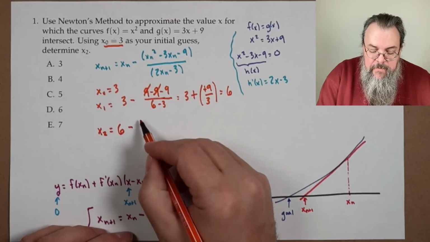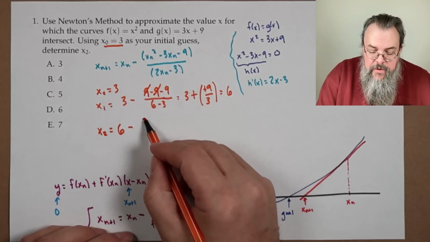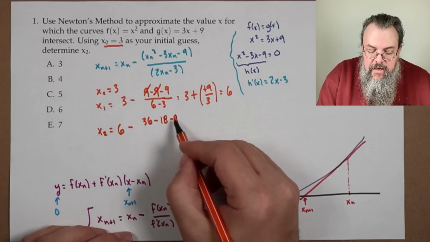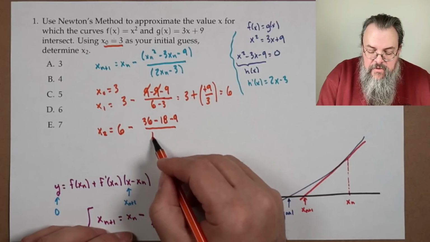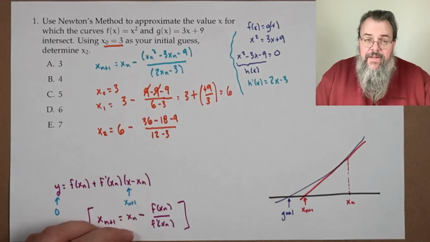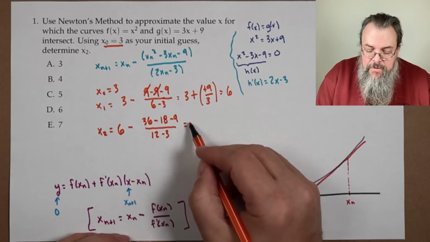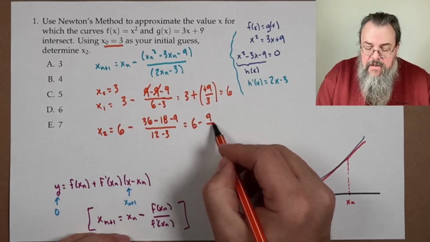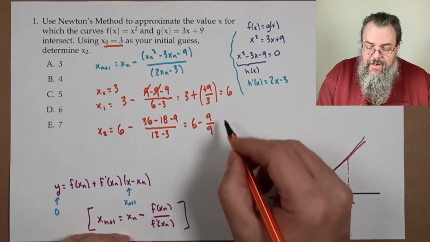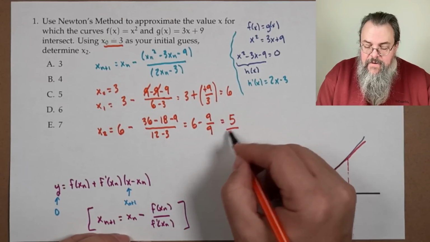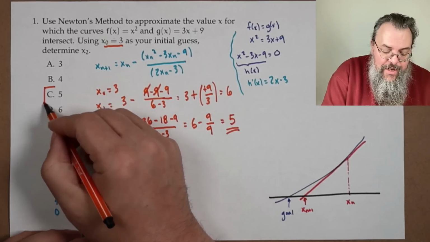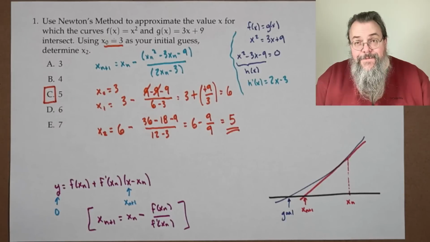So 6 minus, upstairs, 36, 6 squared. 3 times 6, 18, and 9. Downstairs is 2 times 6, which is 12, minus 3. Okay, 36 minus 18 minus 9. What would that be? That would be 9. 12 minus 3, also 9. 9 ninths, 1. 6 minus 1 is 5. Now that's x2, and that is also an option. So our answer is 5.